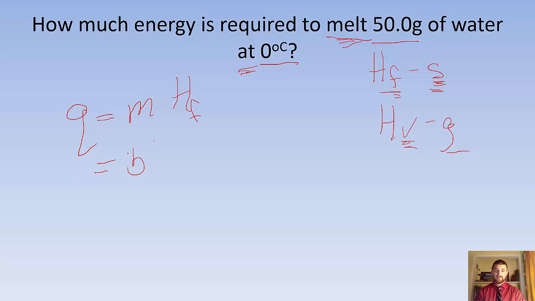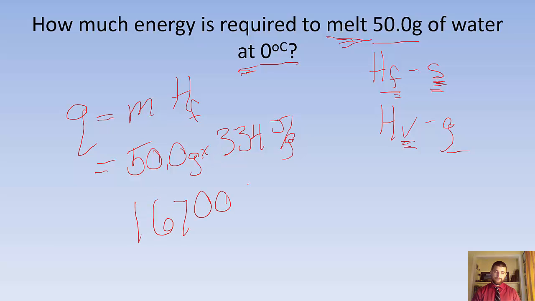M is the mass, so we got 50.0 times the Hf of water, which is 334 joules per gram. Forgot my grams over here. And now you beep up, boop. 50 times 334 equals 16,700 joules. So that's your answer.